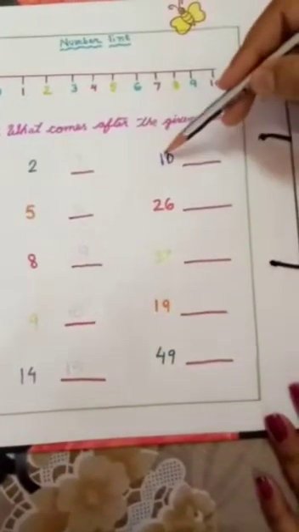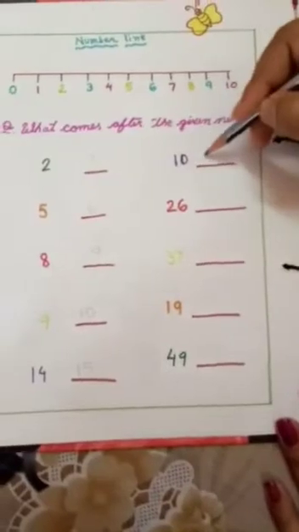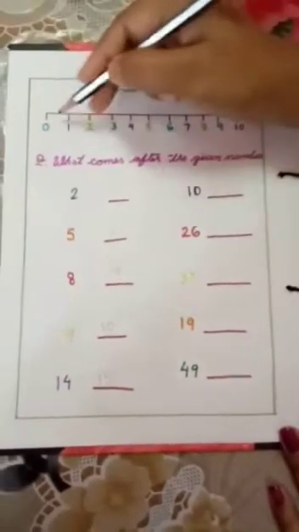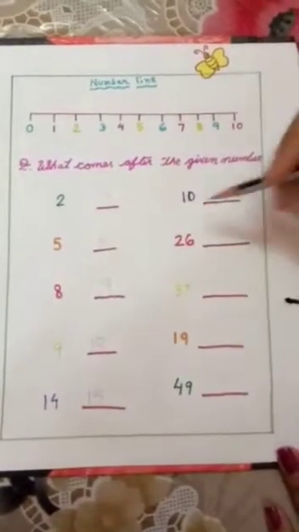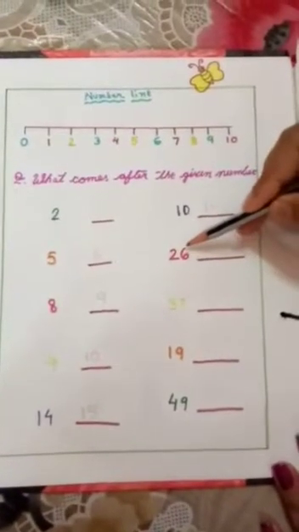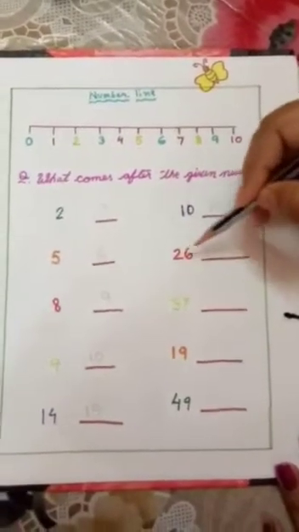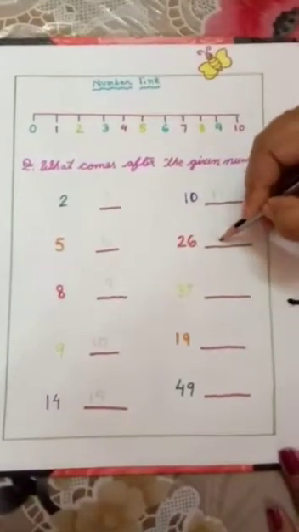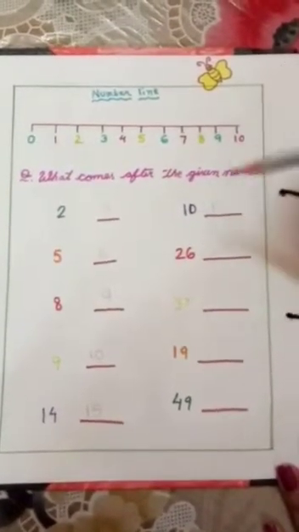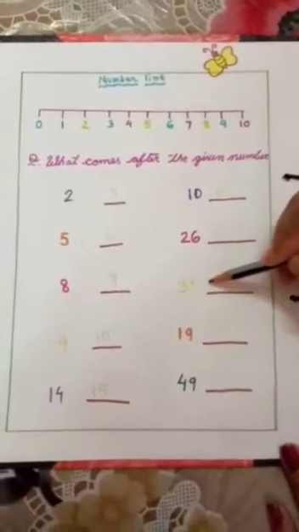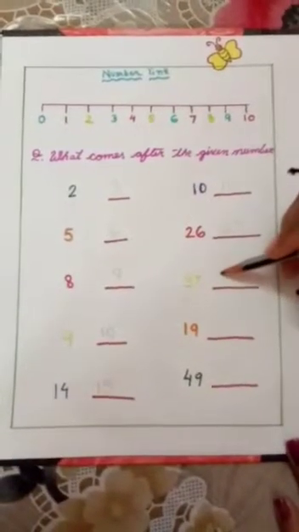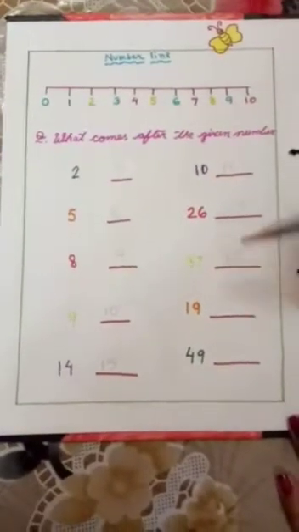In the same way 10, we will write here 1 and 0. In place of 0 we will write 1. The next one 26. After 26 comes 27. 37. So after 37 comes 38.